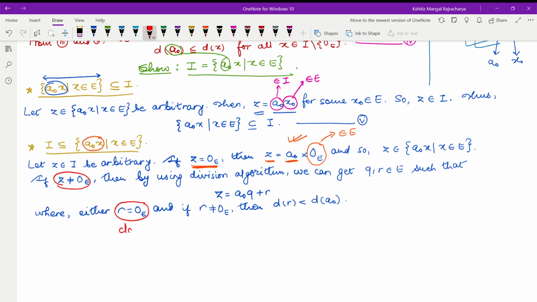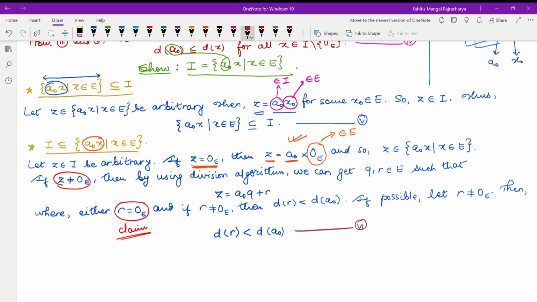We're going to claim that r is equal to 0_E. Now if possible, let our claim be wrong. Then this means we are assuming that r is not equal to 0_E. Then what are we going to get? d(r) to be less than d(a0). Okay, d(r) less than d(a0), and let's call it statement 6.